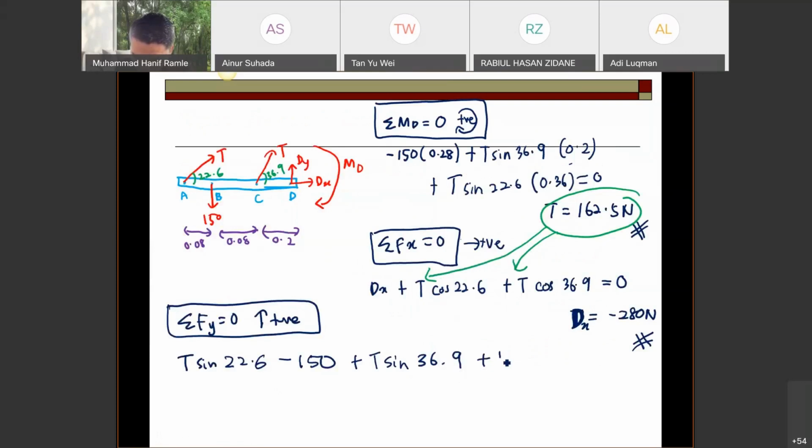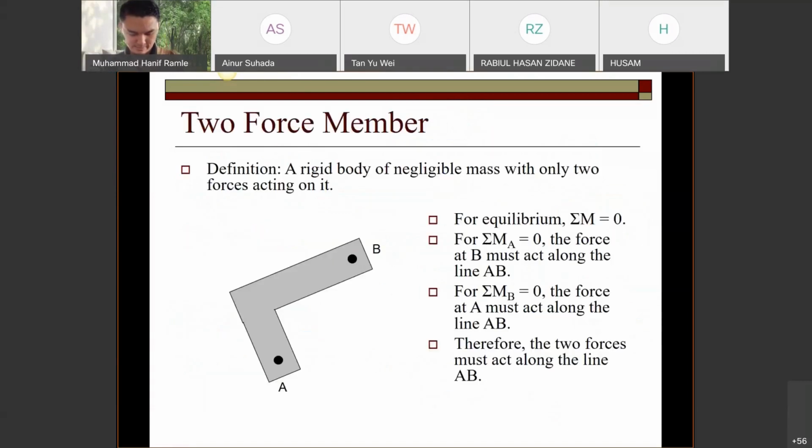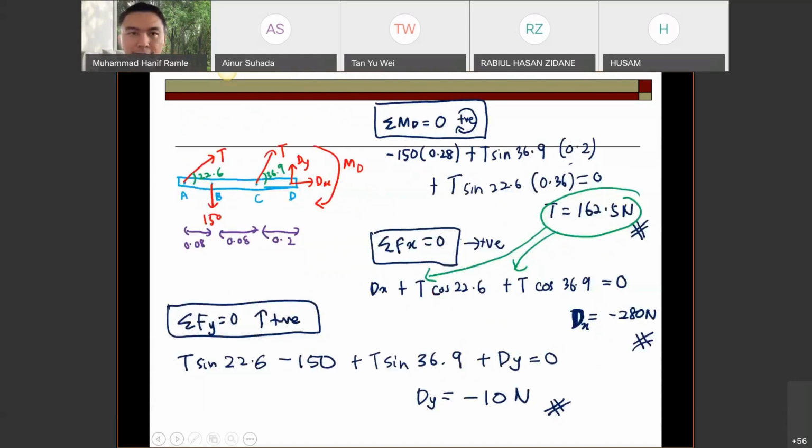Plus dy equal to 0. So anyone please tell me the answer for dy? Minus 10. Minus 10. Okay, so this is your answer.